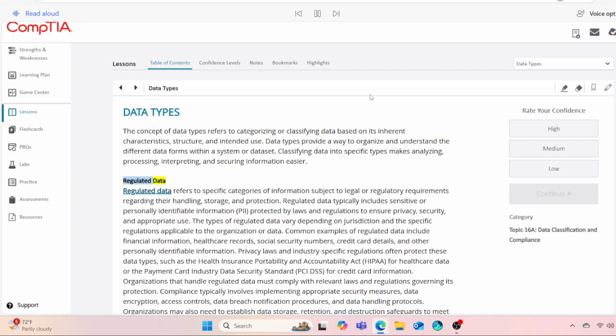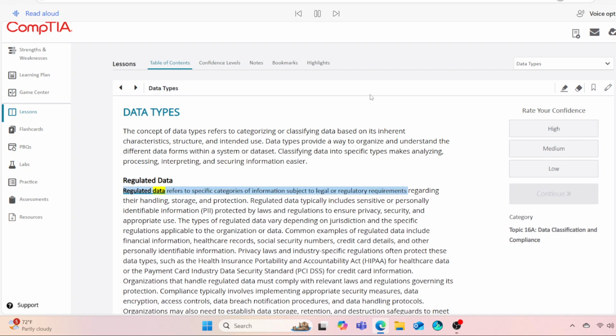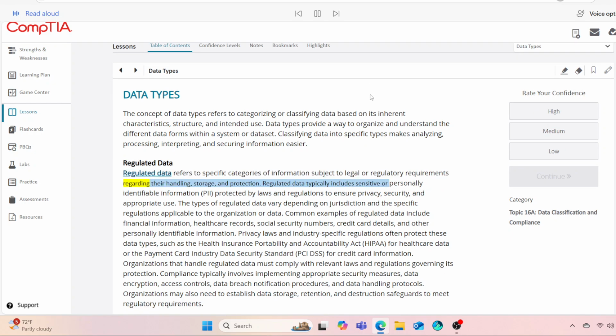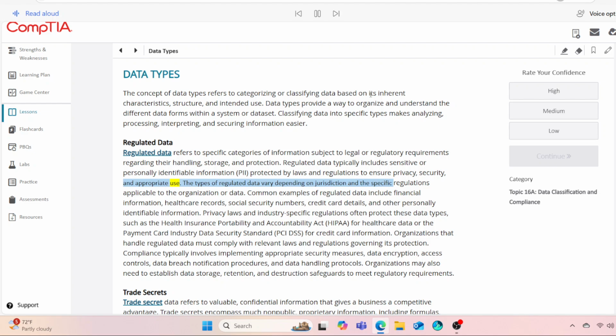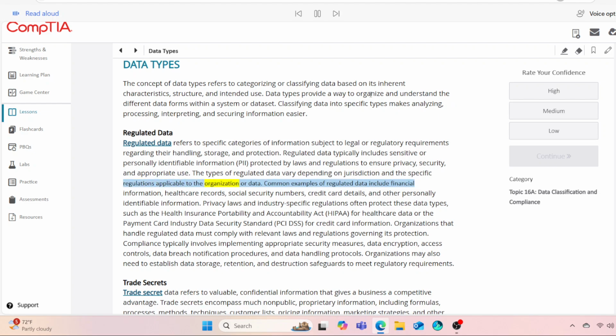Regulated data. Regulated data refers to specific categories of information subject to legal or regulatory requirements regarding their handling, storage, and protection. Regulated data typically includes sensitive or personally identifiable information, PII, protected by laws and regulations to ensure privacy, security, and appropriate use. The types of regulated data vary depending on jurisdiction and the specific regulations applicable to the organization or data.